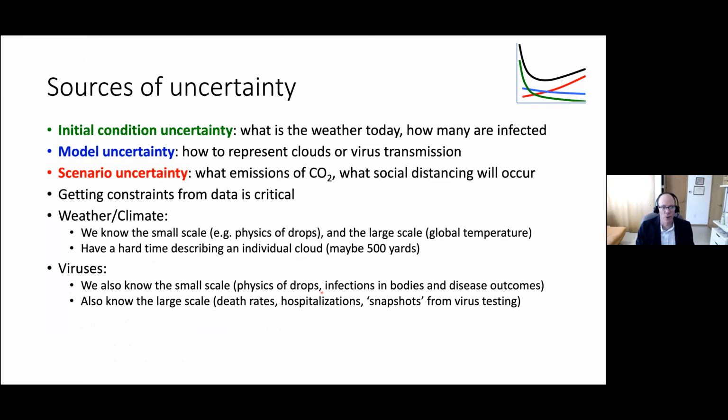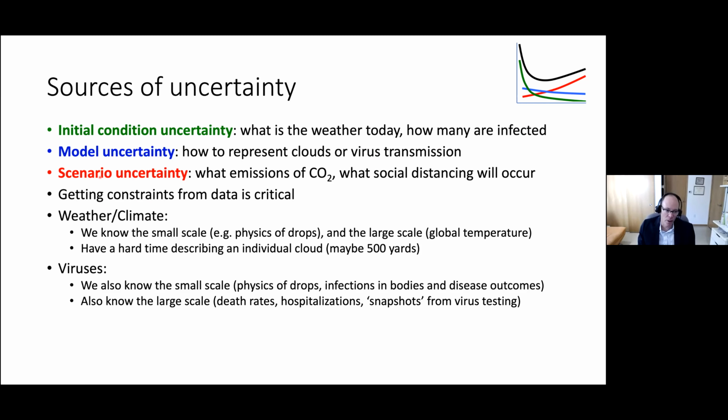So again, the sources of uncertainty, and now I've got a little schematic. I'm going to try to keep the colors the same, showing this little plot of the total uncertainty: the scenario in red, modeling in blue, initial condition in green. The initial condition uncertainty is what's the weather today, how many people are infected. The model uncertainty is how to represent clouds or how to represent the transmission of viruses, how infectious people are, how the physics of these drops actually work when people get together. And the scenario uncertainty is what the emissions of CO2 are, or what social distancing or public health measures are put in place. Getting constraints from data is critical for a lot of these scales, both for understanding the processes and the transmission and for understanding the initial conditions, for example.